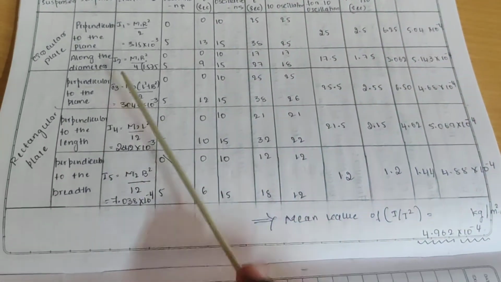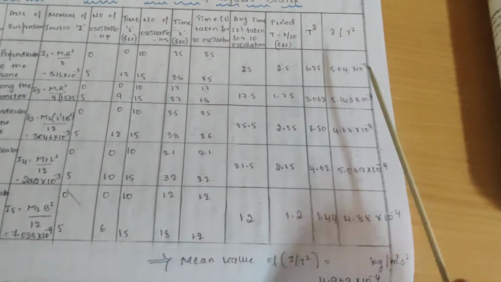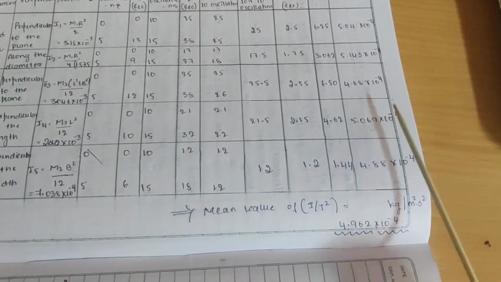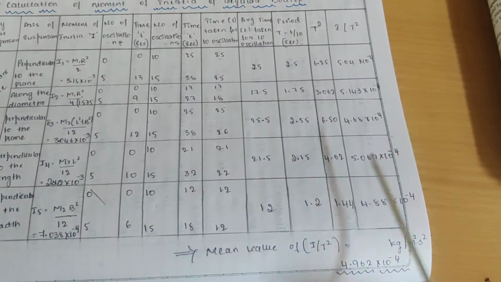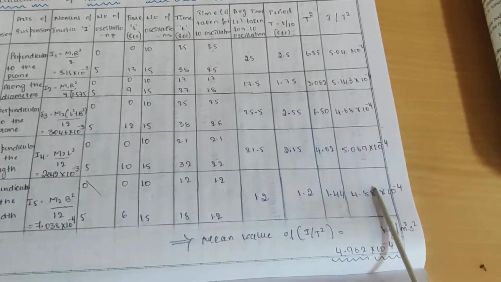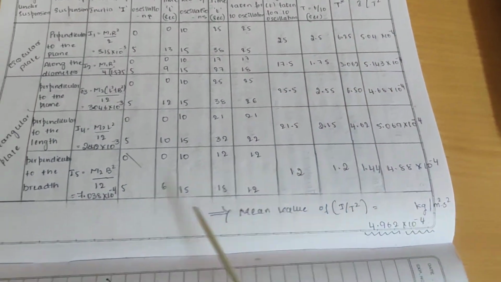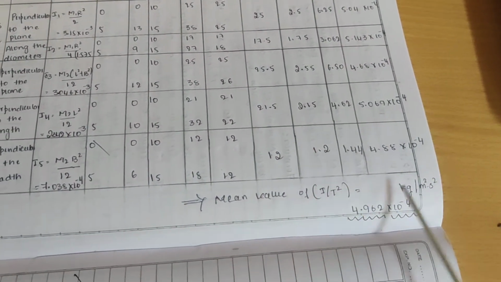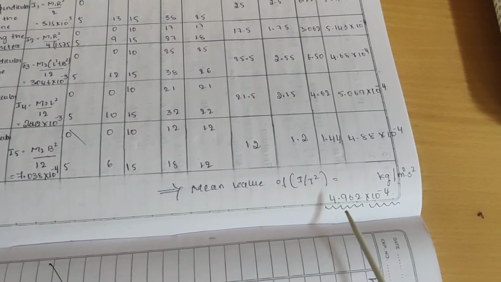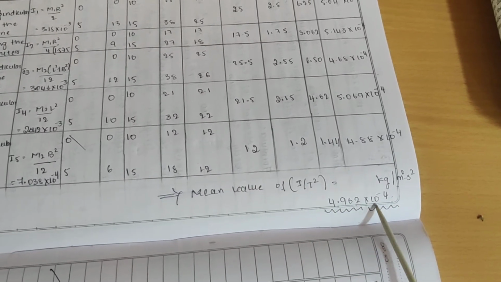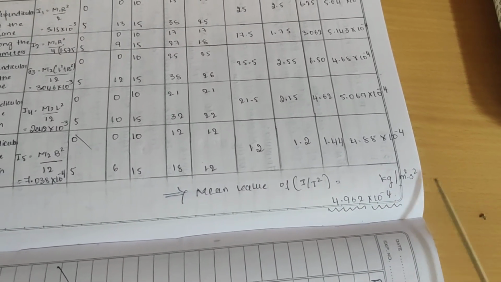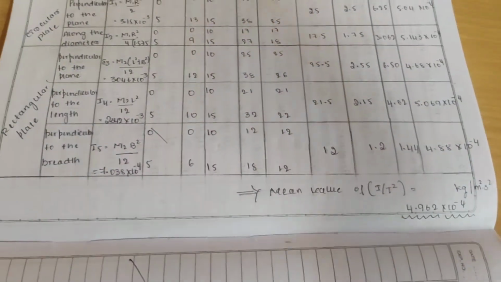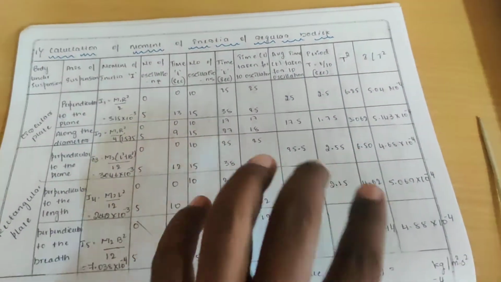So like that for all the different readings you have to calculate the I by T square, and at the end you have to take the mean value. You have to add all the values and divide by the number of readings. You will get the mean value of I by T square. So in this experiment we have recorded 4.962 into 10 to the power minus 4 kg per meter per second square. Why we require I by T square is to calculate the rigidity modulus of the given wire.